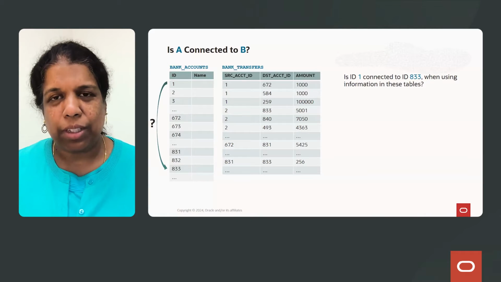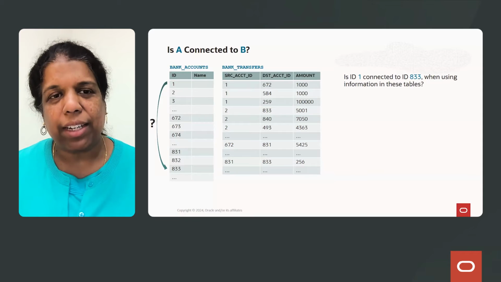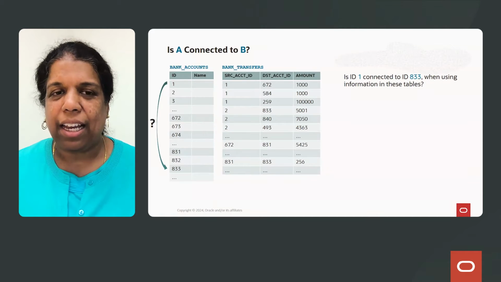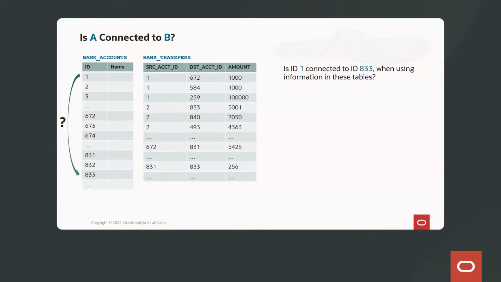I'm very excited to share with you some new syntax that we have in Oracle Database 23 that will make it easier for you to write some of those queries. So let's get started. The goal of this new SQL syntax is to help you traverse connections in your data easily. Let's take the example: is A connected to B? And let's look at these two tables as examples.